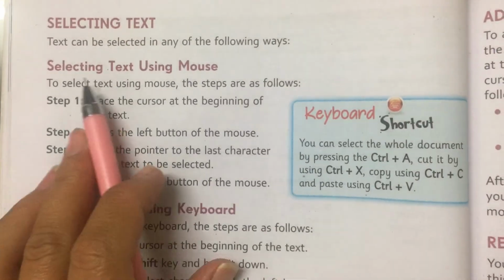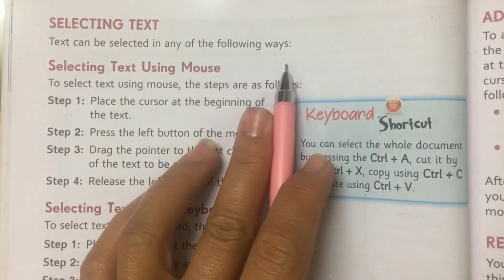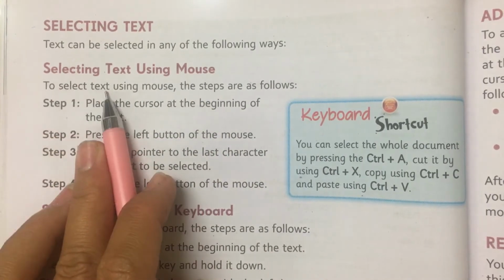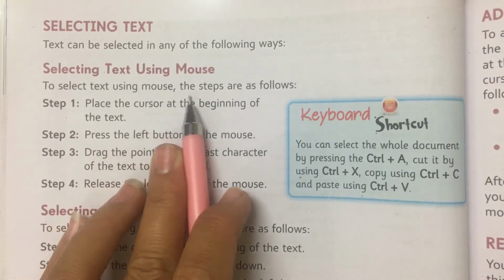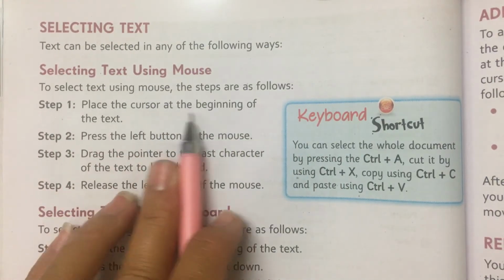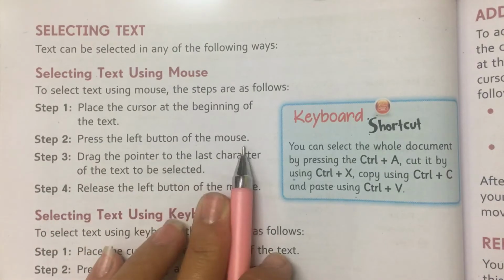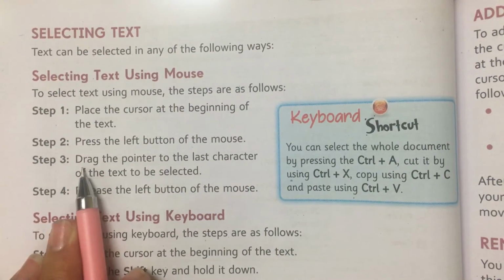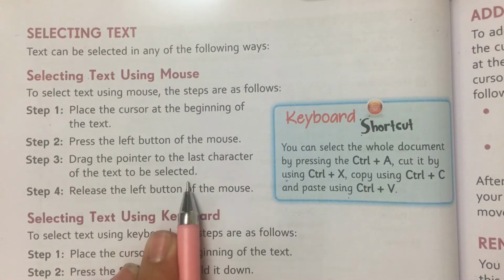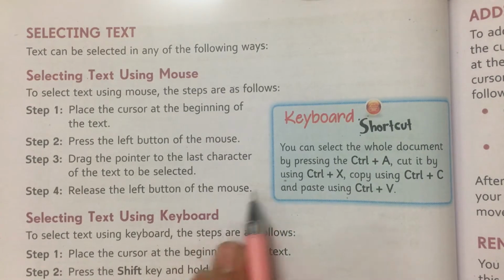Selecting text. Text can be selected in any of the following ways. Selecting text using mouse. To select text using mouse, the steps are as follows. Step 1. Place the cursor at the beginning of the text. Step 2. Press the left button of the mouse. Step 3. Drag the pointer to the last character of the text to be selected. And step 4. Release the left button of the mouse.